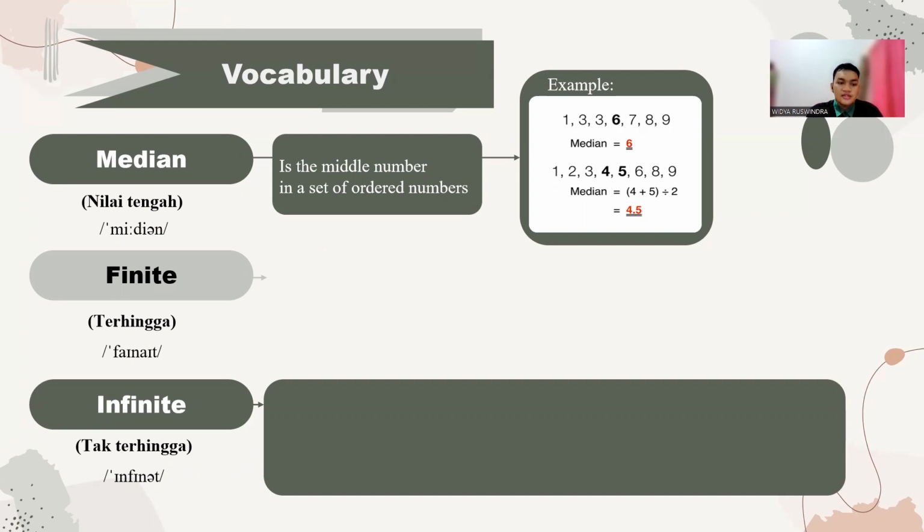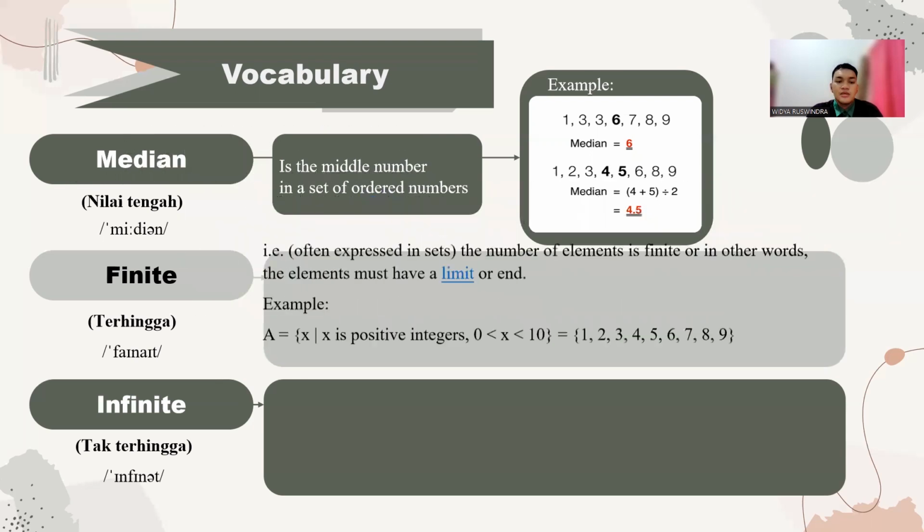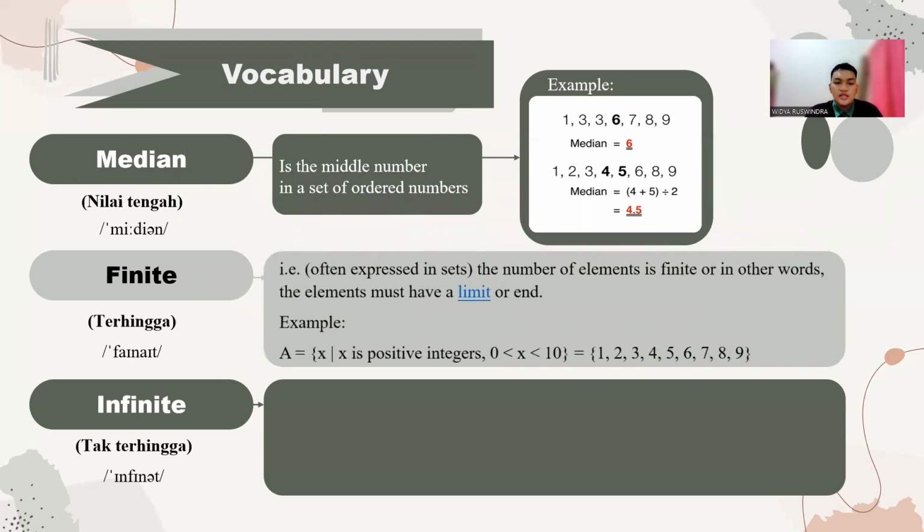Next is finite. The pronunciation is finite. In Indonesian, we say terhingga. For the definition, it is often expressed in sets. The number of elements is finite, or in other words, the example must have a limit or end. For example, A equals x, if x is a positive integer, x greater than 0 and x less than 10, equals 1, 2, 3, 4, 5, 6, 7, 8, 9.